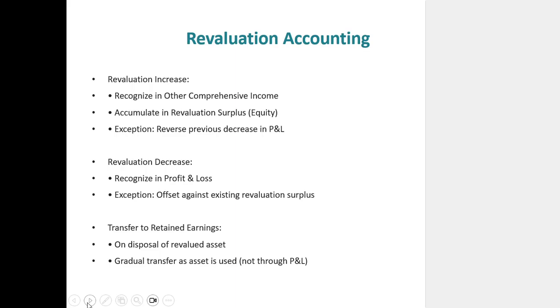Transfer to retained earnings on disposal of a revalued asset. When there is a disposal of a revalued asset, the surplus should be transferred to retained earnings. Even when the asset is in use, a gradual transfer is made as the asset is used, not through P&L.